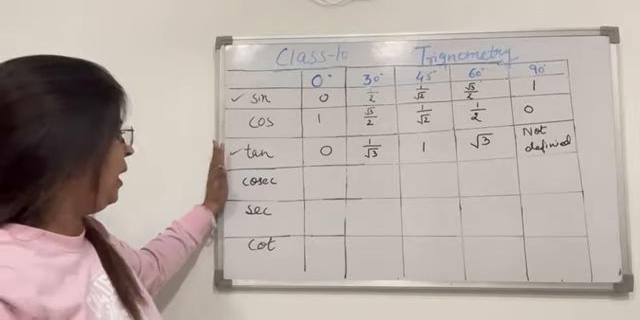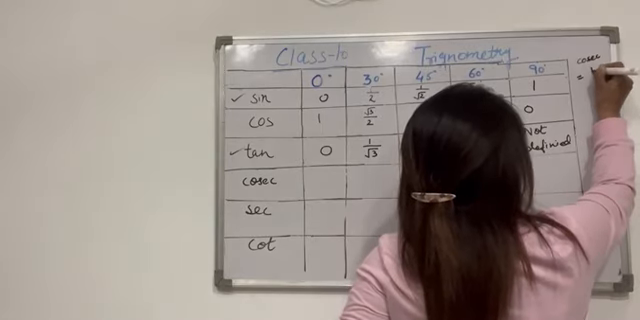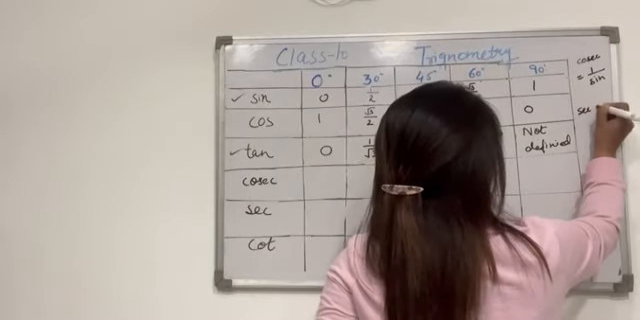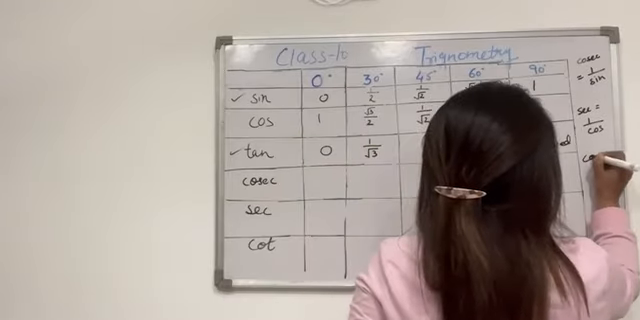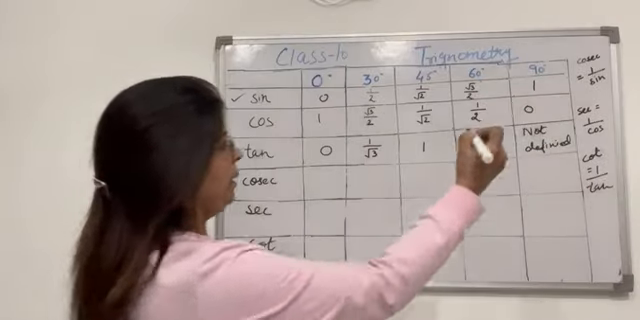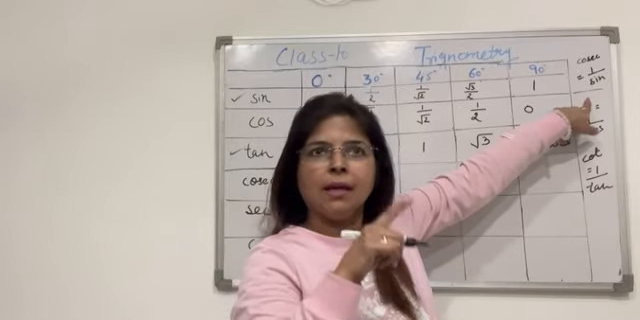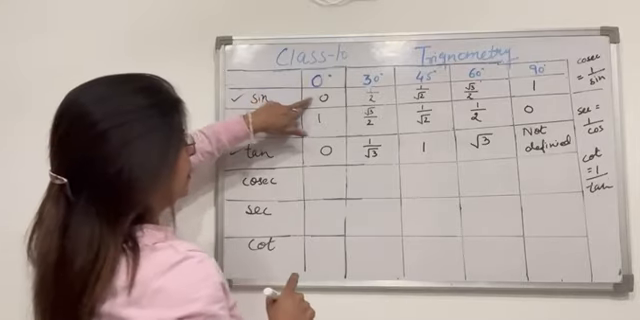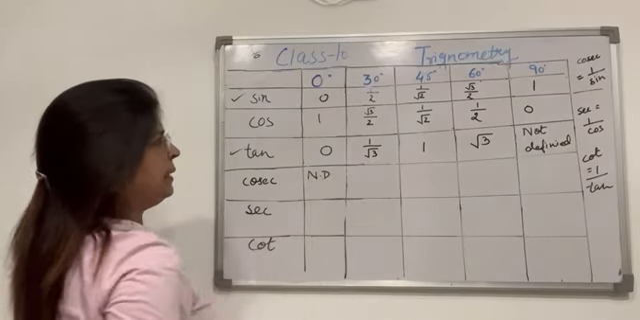In my previous video, I told you what cosec, sec and cot are. Cosec is 1 upon sine. Sec is 1 upon cos. And cot is 1 upon tan. So from here, I know the value of sine. I'll write its reciprocal and I'll get the value of cosec. For 0, I will take 0 only. 1 upon 0 is not defined. I'm writing it in the short form.